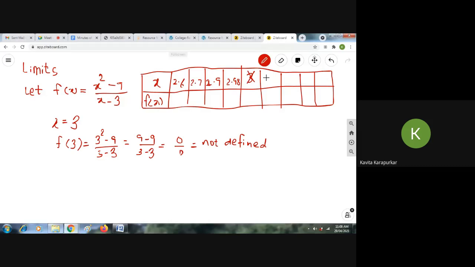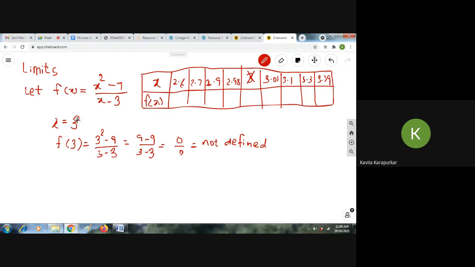Now I'll substitute, say, 3.01. I can substitute 3.1. I can put 3.3. I can take 3.39. Any such values, and we will see what happens to the function f of x.